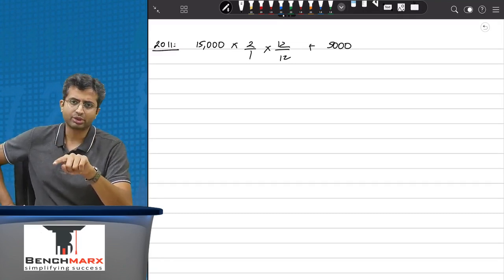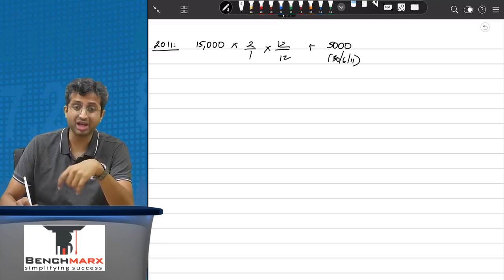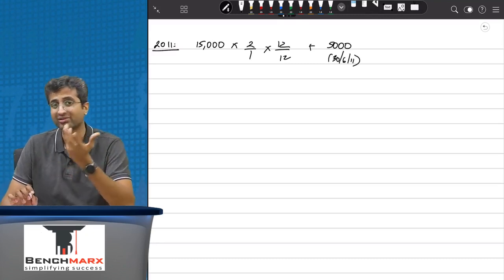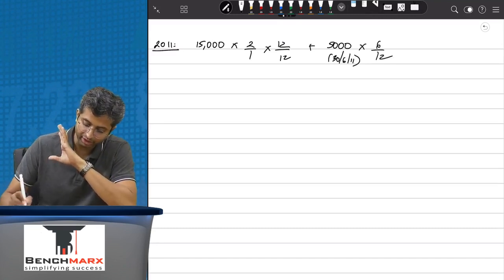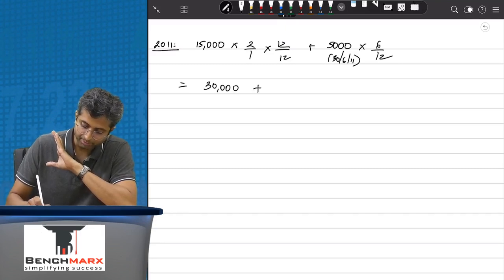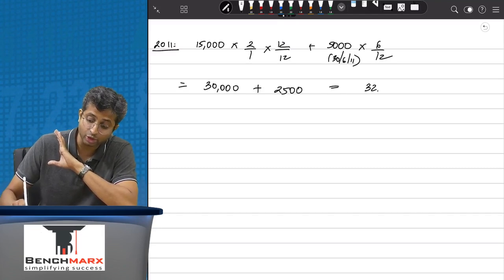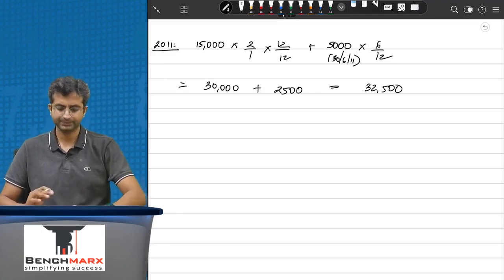The next 5,000 shares, which are issued on 30th of June 2011, are issued after the bonus is given, and hence they are not even eligible for the bonus shares. So here it will directly be multiplied by 6/12. So this will be, let us say, 30,000 plus 5,000 into 6/12, which is 2,500, and hence 32,500. So this is how you will calculate the weighted average number of shares.